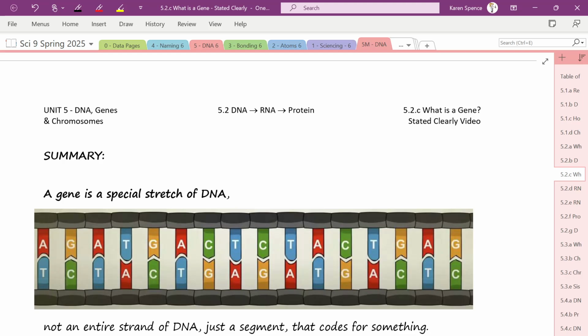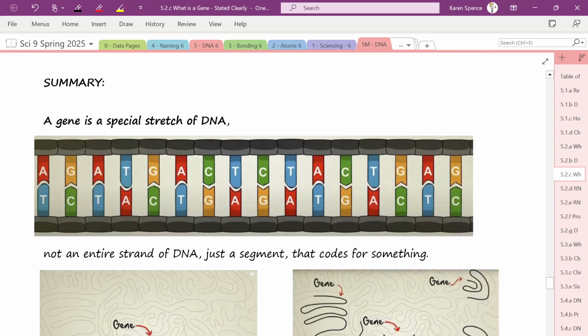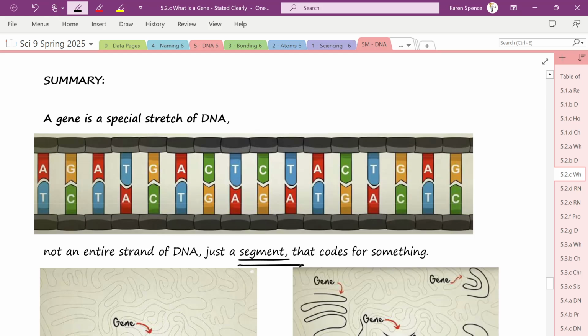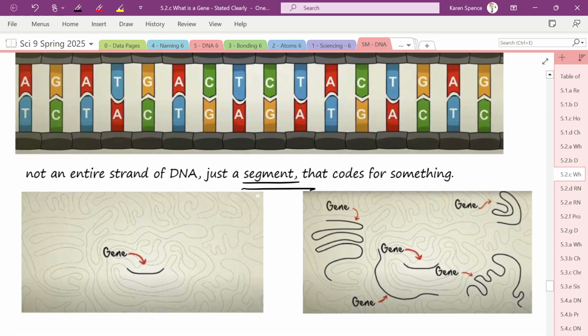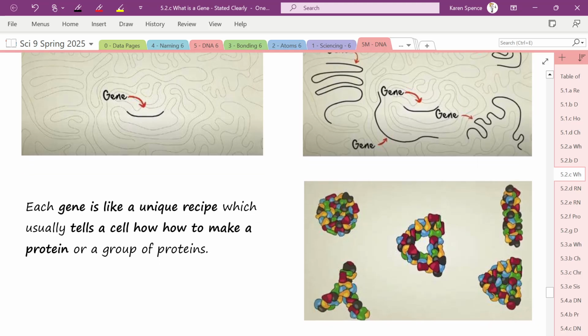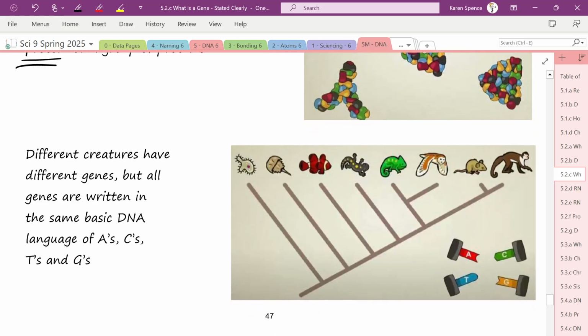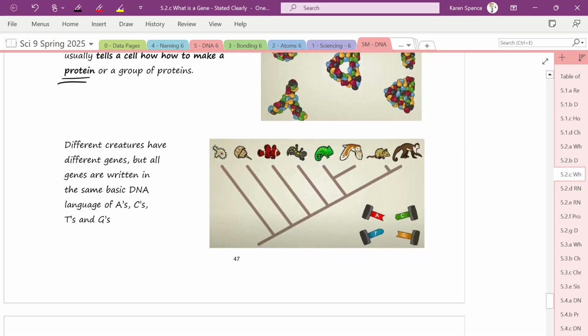Summary: a gene is a special stretch of DNA, not the entire strand of DNA, just a segment. It codes for something. Each gene is a unique recipe that tells a cell how to make a protein or a group of proteins. Different creatures have different genes, but all genes are written in the same basic DNA language of A's, C's, T's, and G's.